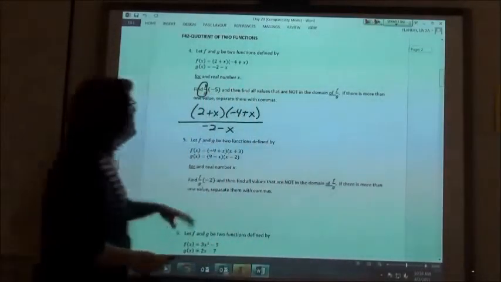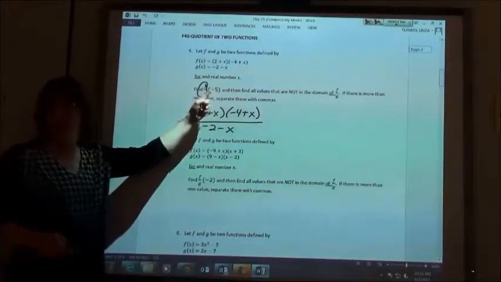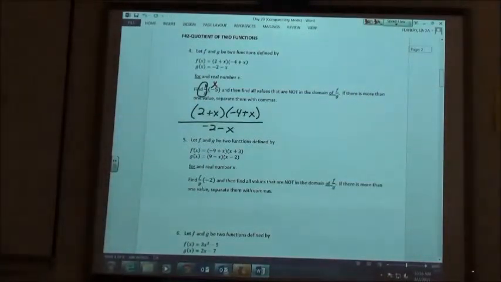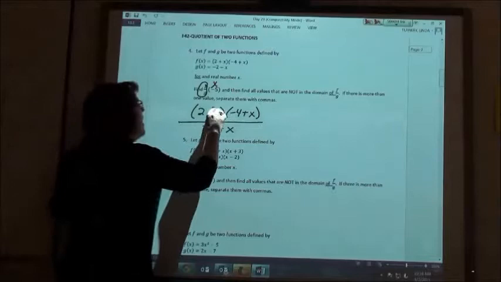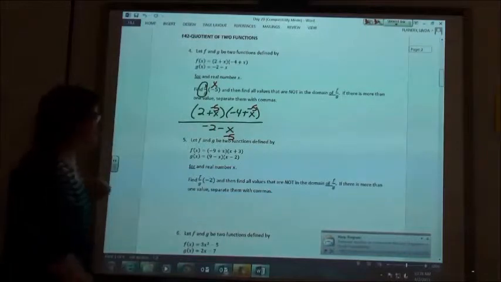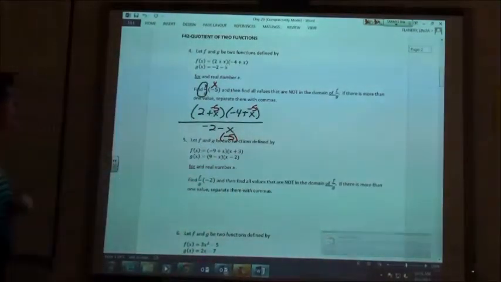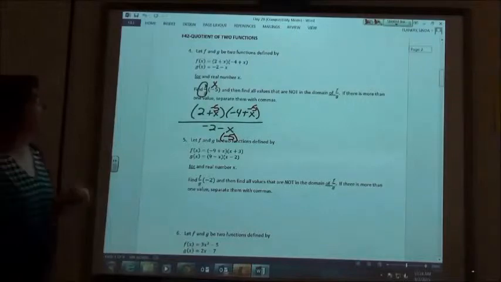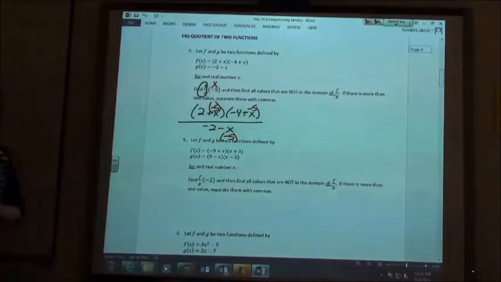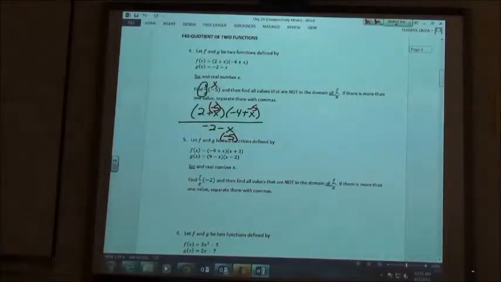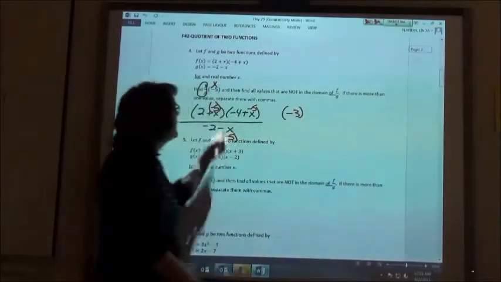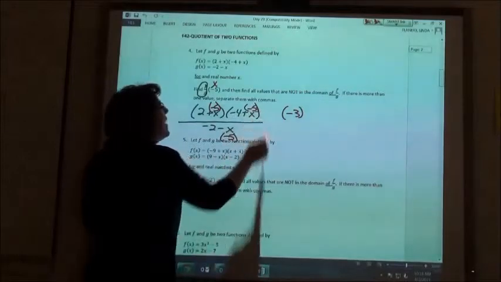Now, they want you to find the answer when x is equal to negative 5, that's in the parentheses. So in place of all our x's, we're going to put a negative 5. In our first set of parentheses, we have 2 plus a negative 5, right? 2 plus negative 5 is negative 3.